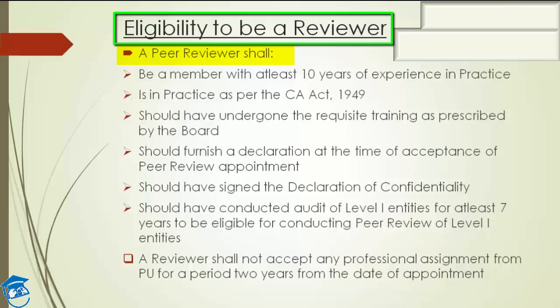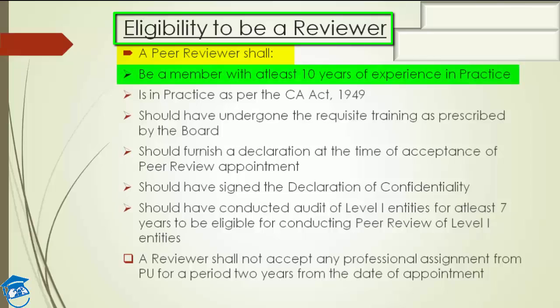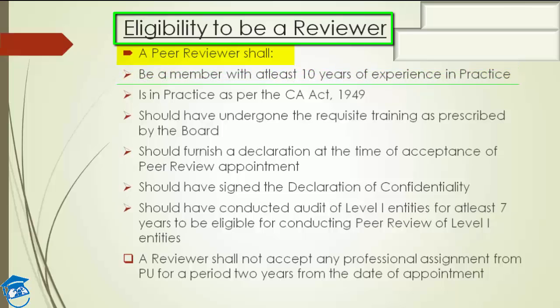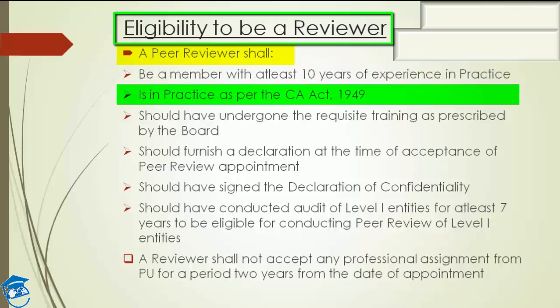So guys, number 1, the peer reviewer shall be a member with at least 10 years of experience in practice. 10 years, guys. Then only you can be appointed as a peer reviewer. Number 2, you should be in practice as per the Chartered Accountants Act 1949. By that I simply mean you should not be in cost accountancy practice or company secretarial practice. It should only be that you are in practice as per the CA Act 1949.